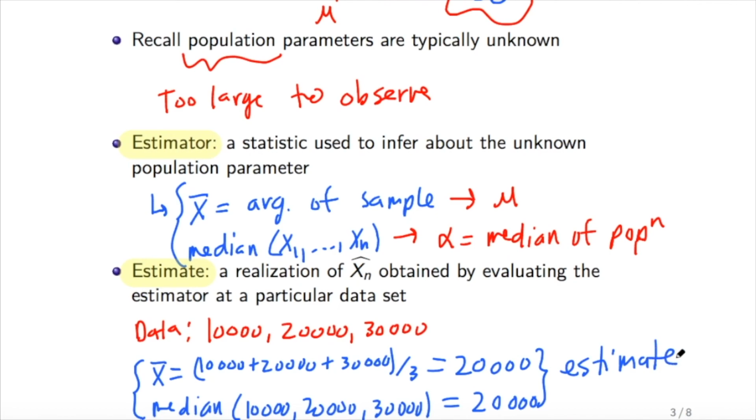Okay, so far we have talked about population parameters, a characteristic about the population. We have talked about estimators, which is a statistic, a function of the data that we use to make inference on the population parameter, and then an estimate. An estimate is simply the output of an estimator once you plug in the sample.